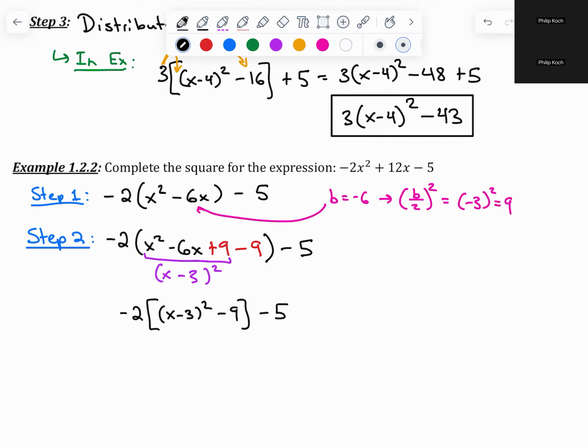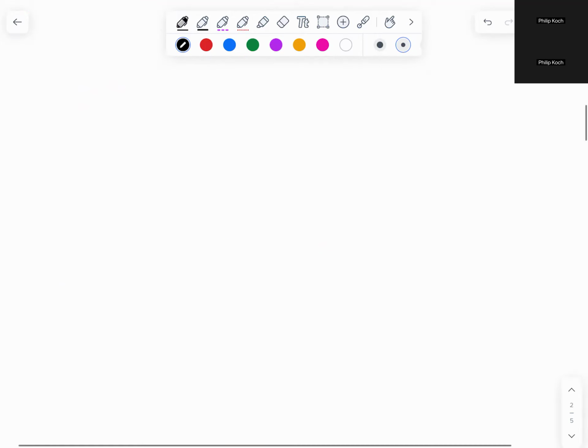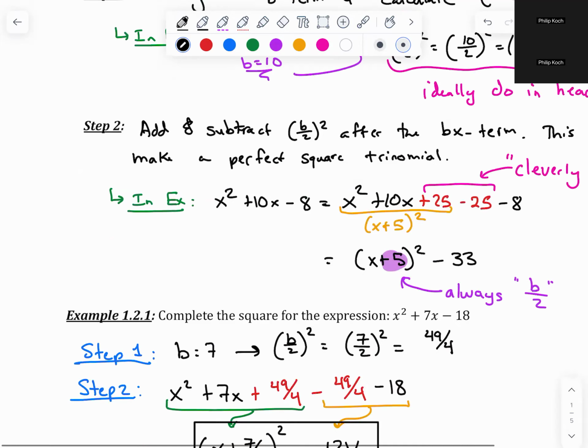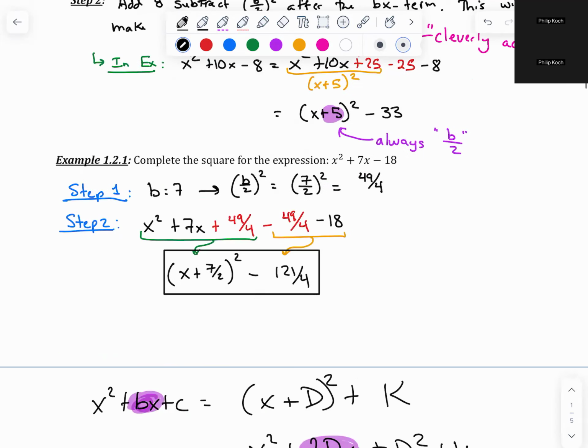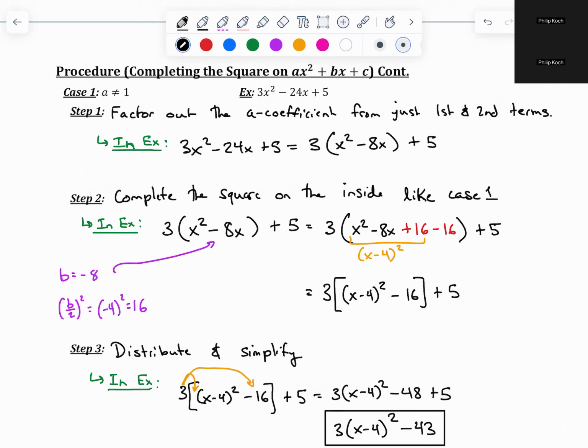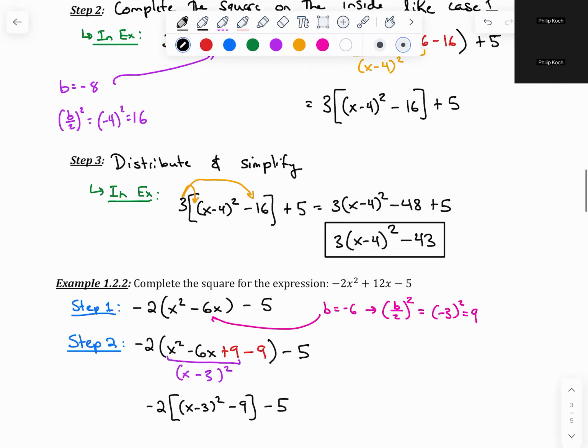This is by no means an easy thing. There's a lot of steps going on here, but it all hinges upon this. If you want to become a stronger mathematician, try and memorize the original process when the a is equal to 1. And then if you can memorize that the non-1 case is just the first step of the non-1 case, which is factoring out the a, so you do get into case 1, you can let your brain finish the rest and get comfortable with more algebra.